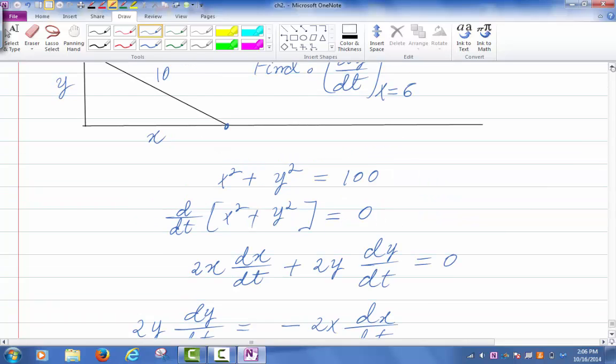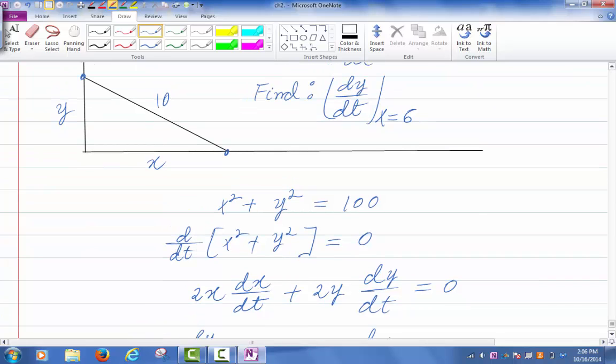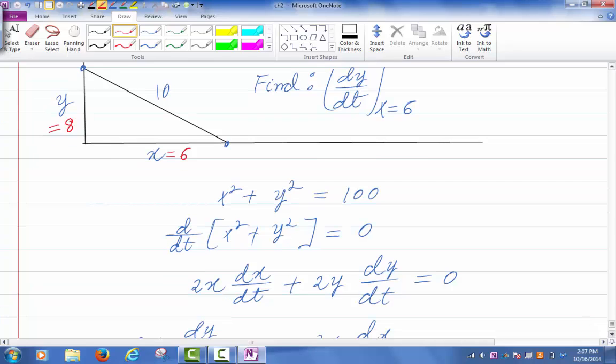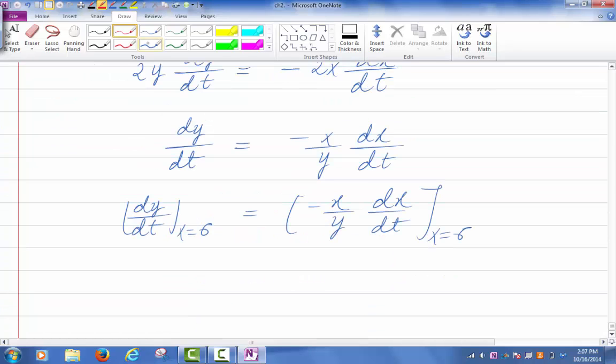Very good. So notice that we go back to our diagram. If at some moment x becomes 6, by using the Pythagoras theorem, what would be y? Well, it will be the square of 10 minus the square of 6, and then you take the square root, right? So y would be exactly 8. 100 minus 36, that's 64. Root of 64 is 8. So now we can just plug in.